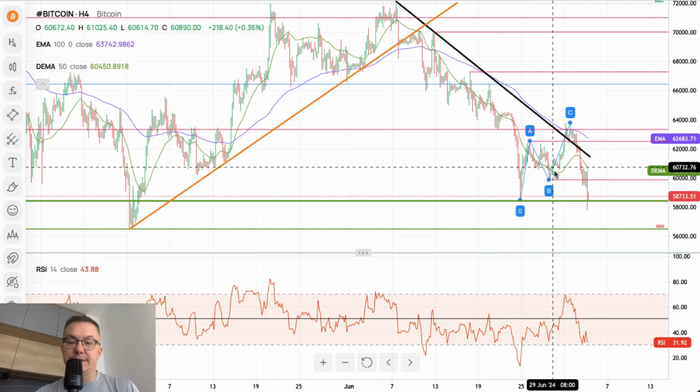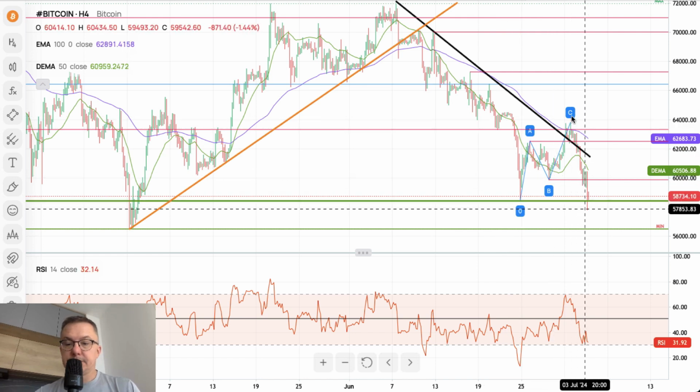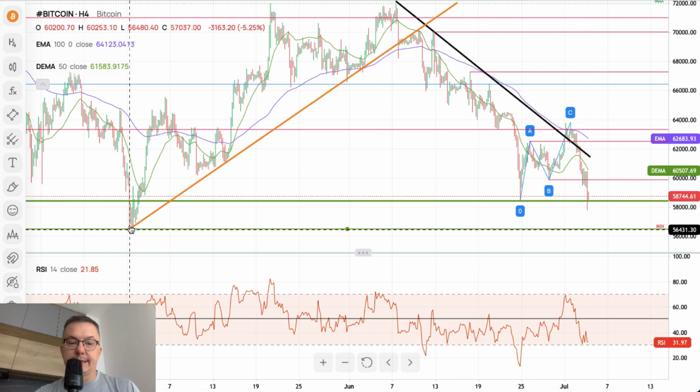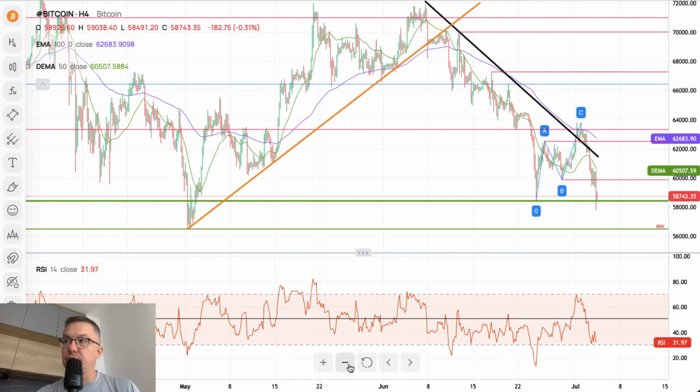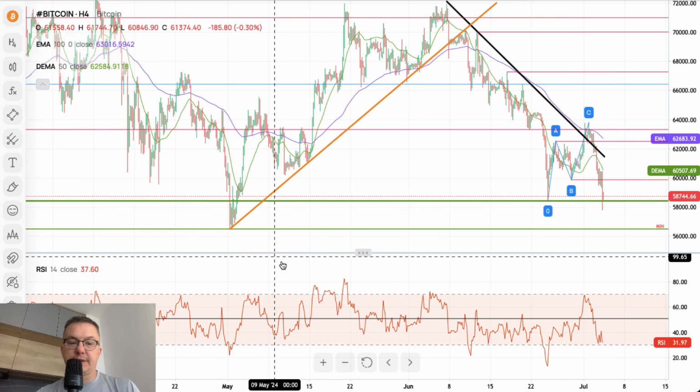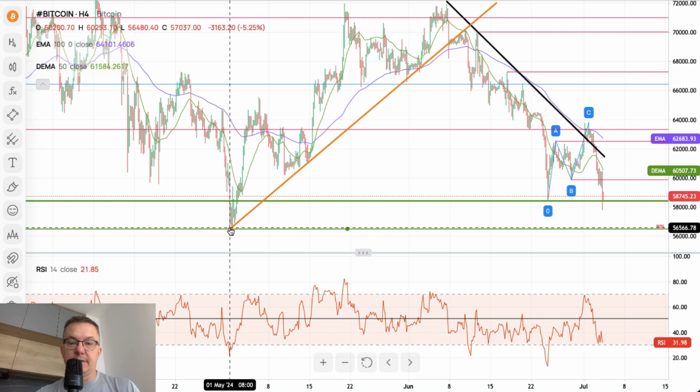So after the ABC correction to the upside was done, we got this movement to the downside here, and it doesn't actually look like the market wants to stop here, because there is still one more level waiting for a test, 56,480. This level is the key technical support on the 4-hour chart, because as you can see, this is the low from May 1st. So if we break below this level, Bitcoin will be on the lowest level since.